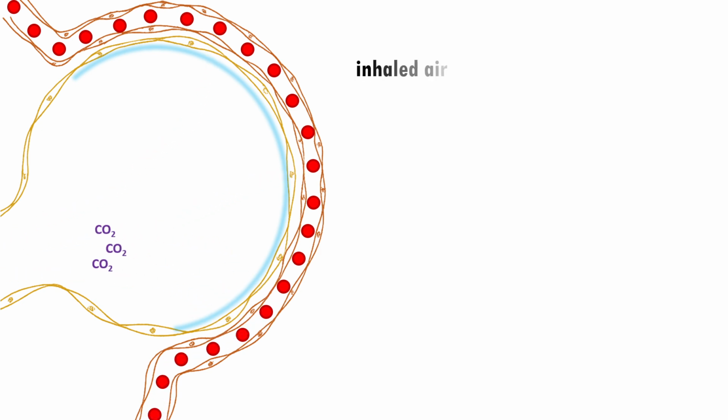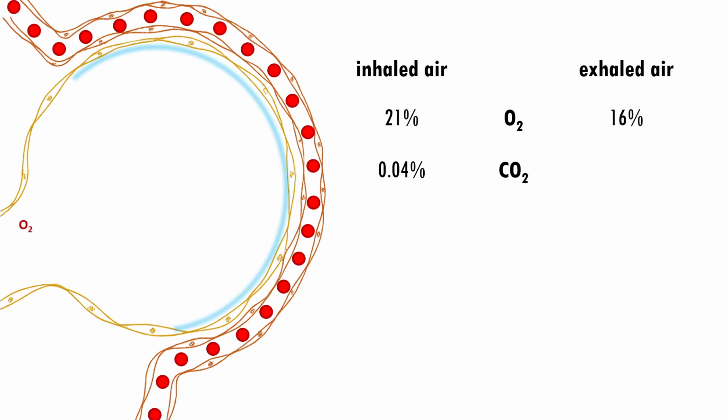The air we inhale contains about 21% oxygen and 0.04% carbon dioxide, which is the same as in the atmosphere. The air we exhale contains less oxygen, more carbon dioxide, and is also warmer and saturated with water vapor.